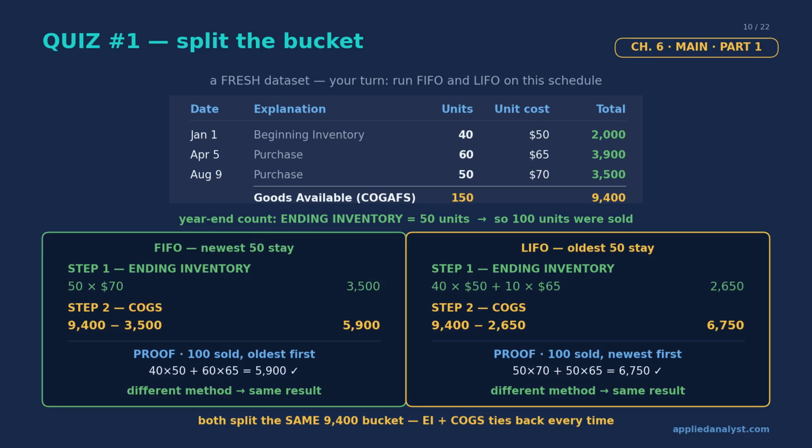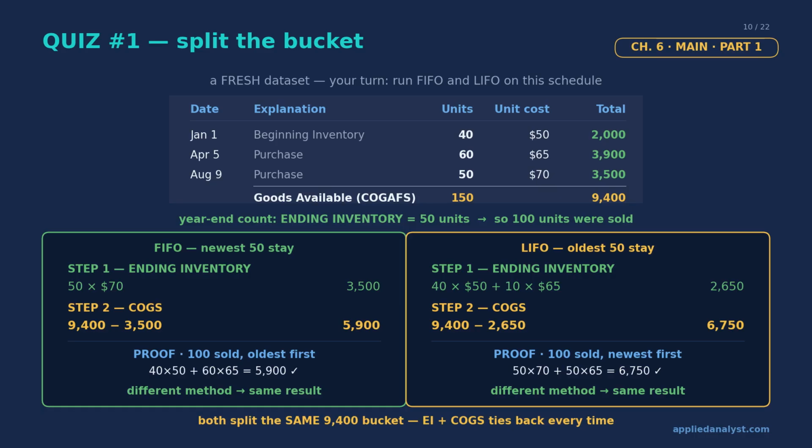FIFO keeps the newest on the shelf. Step 1. Ending inventory is the last 50 units at 70, that's $3,500. Step 2. Cost of goods sold is $9,400 minus that, $5,900. Prove it the other way. Cost the 100 you sold, oldest first, 40 units at 50, plus the 60 units at 65, that's $5,900. Same answer, LIFO keeps the old list. Step 1. Ending inventory is 40 units at 50 and then 10 more at 65. That's 2,650. Step 2. 9,400 minus that.